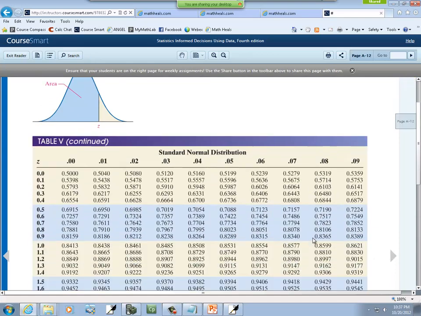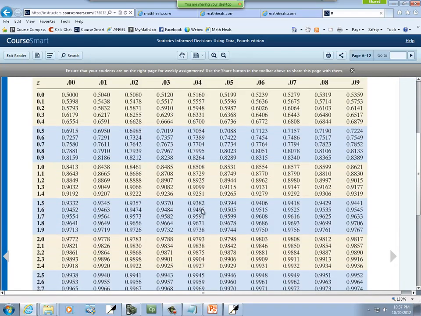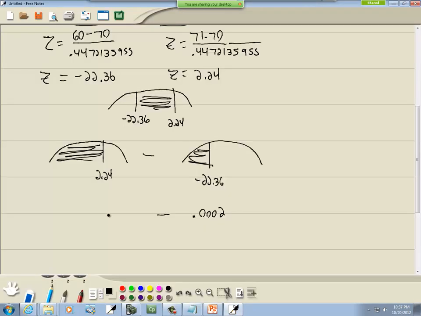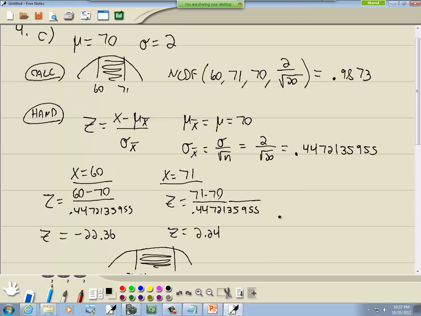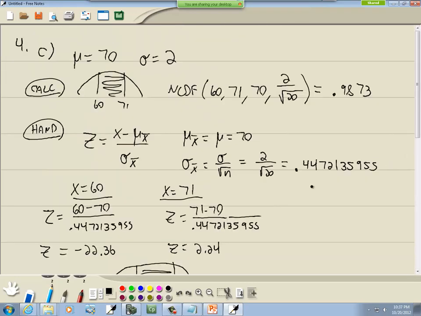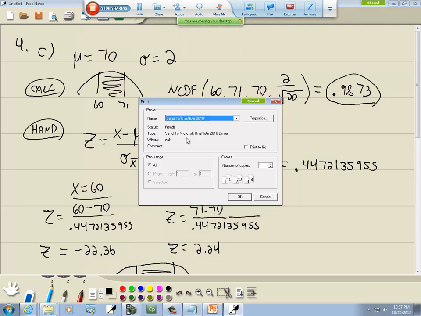Of course, the 4 is in the hundredths place, so I'm going to look in this column. 2.2, here's 2.2. Oh, my eyes are getting off. 0.9875, assuming my eyes didn't get off. And subtract that, and we get 0.9873. Ha! Matches perfectly. What do you know? I guess sometimes the rounding works to your favor. So let me save that.